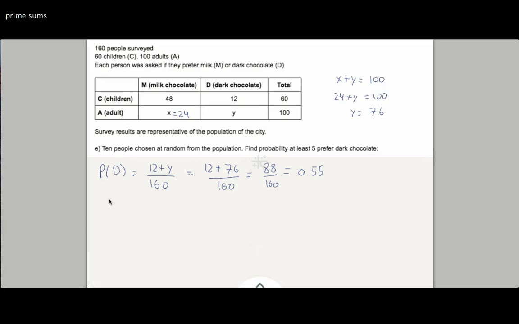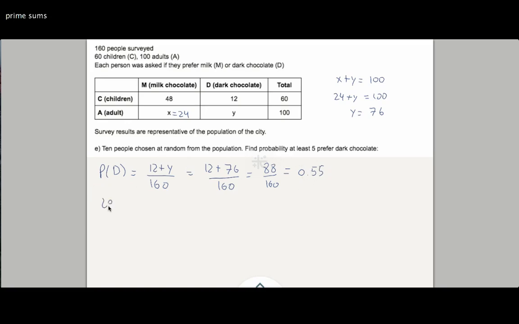We're going to choose 10 people, and we have to count how many prefer dark chocolate. So this is going to be a binomial distribution. We have a repeated number of trials: 10 times we're going to be choosing people and asking which chocolate they prefer. Each time you choose someone, in each trial, we have a fixed probability of success. So 10 independent trials, each with a fixed probability of success, in this case the probability that they prefer dark chocolate, which is 0.55.